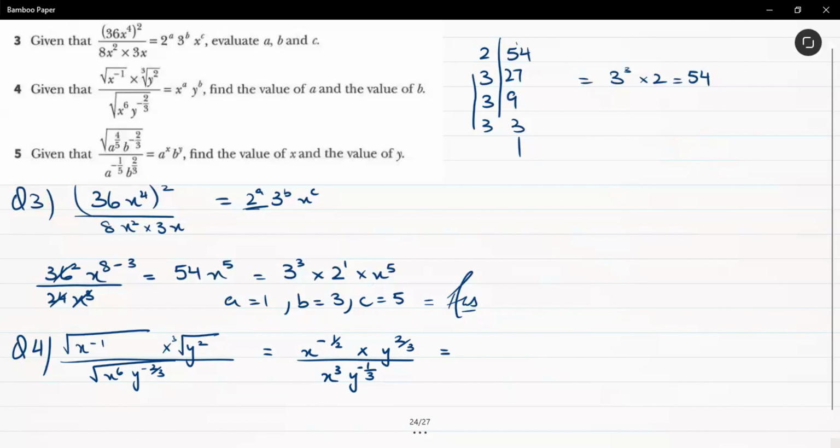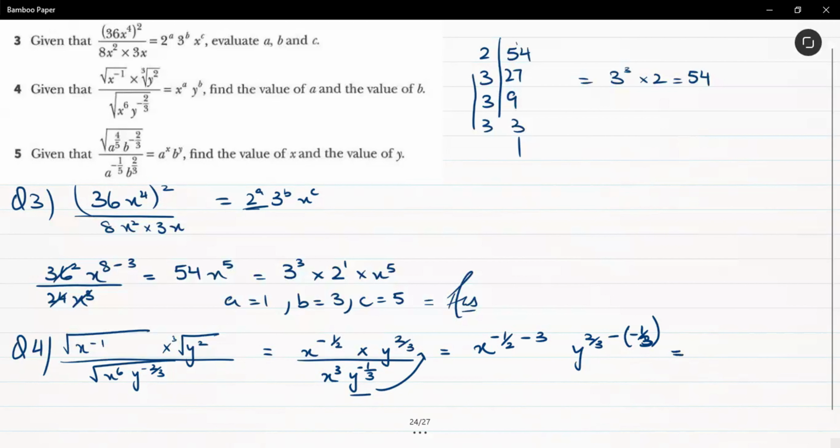now what we're going to do is x to the power -1/2 divided by x to the power 3. So x to the power -1/2 minus 3, and y to the power 2/3 plus, sorry, yeah, plus 1/3. The reason I'm adding here is that we are taking the denominator up, so it's going to subtract from it, and as it is already -1/3, we are going to get a positive 1/3 in the end.